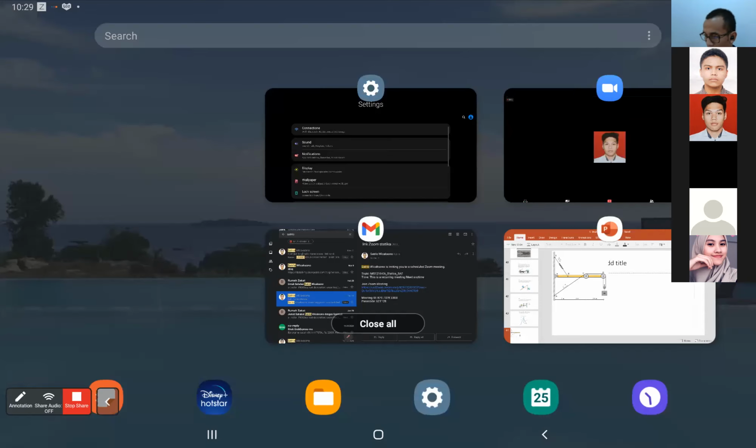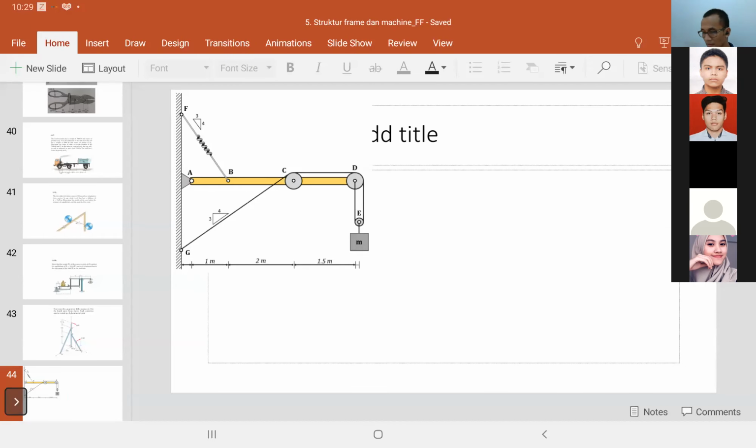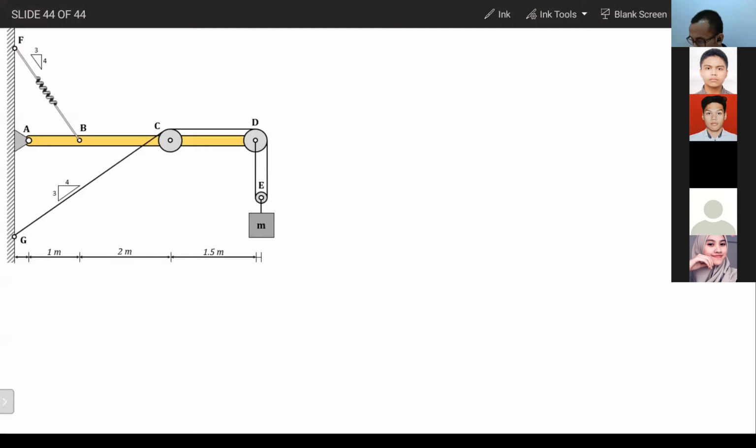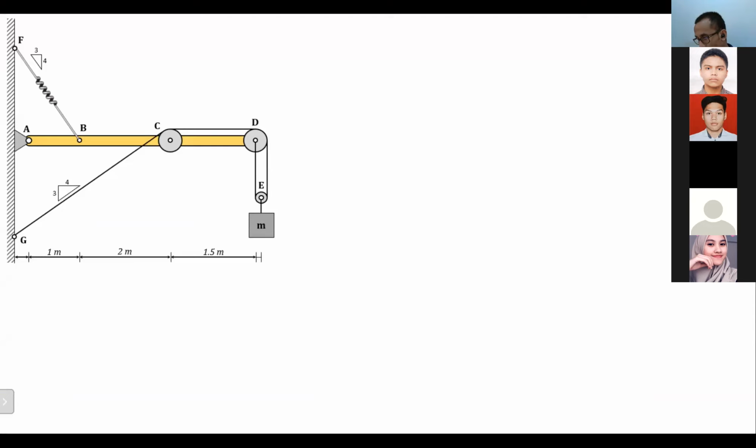Let me share this one. I got stuck in the last section. When I try to find the FB, it's a bit hard for me. Because we need to know the force of the spring to find the K, to determine the stiffness of the spring, because you need the force of the spring to determine the reaction force.